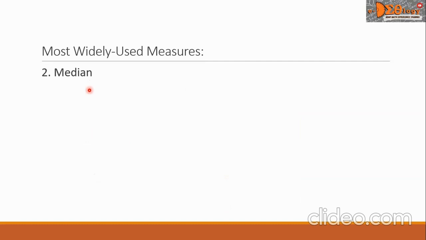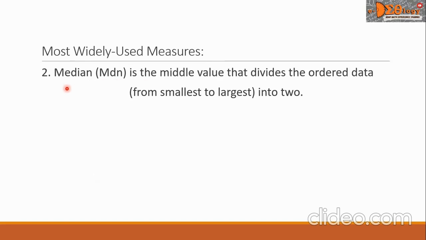Let's have the second measure, and this is the median. In books, we can see the symbol as capital M, D, N for the median. As defined, median is the middle value that divides the ordered data from smallest to largest into 2.